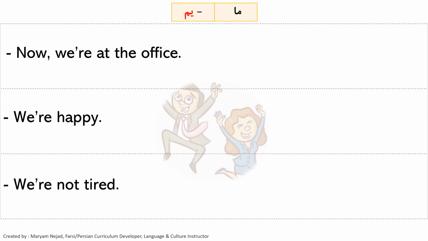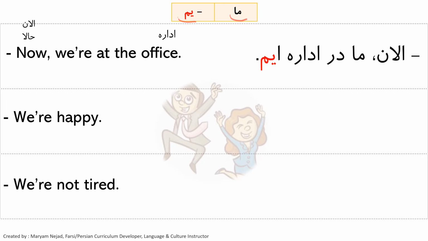Next is the subject pronoun ما, and here is the ending. So first sentence, we want to say now we are at the office. So now is either الان or حالا, and then office is اداره. الان ما در اداره ایم. And again, we need to add an aleph because اداره ends in a silent he. So الان ما در اداره ایم.